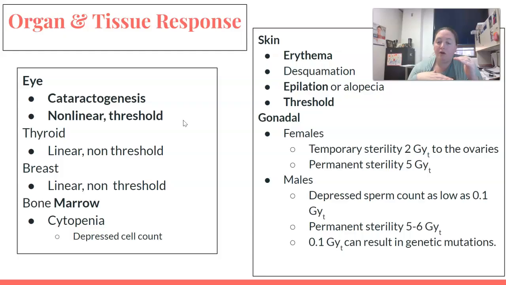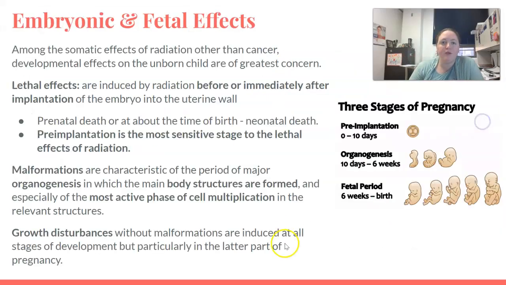Gonadal areas, for permanent or temporary sterility, again, will fall at a certain dose. For females versus males, knowing when we would see it. The embryonic and fetal effects, obviously these are specific to the timing within pregnancy, depending on what trimester it's in, or how many days or weeks of the process.